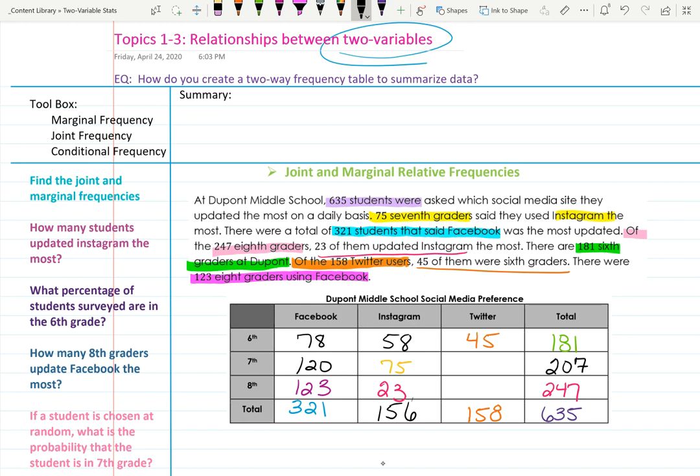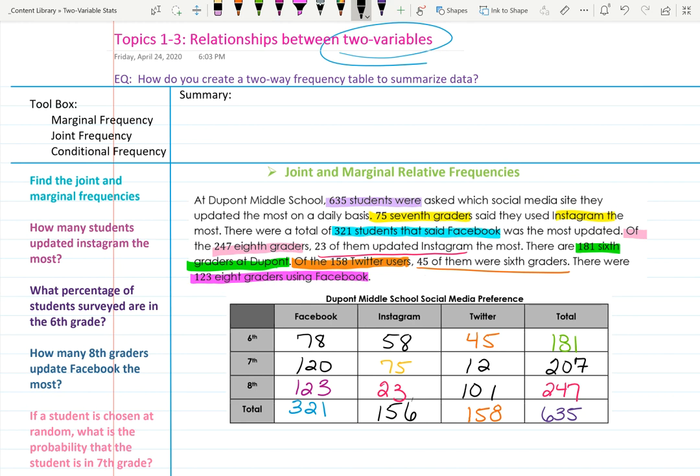Now I'm looking at my row of 7th graders. Again, we have a total of 207 7th graders that were surveyed. So take out the Facebook and Insta, and only 12 of them use Twitter. And same thing for 8th. So of my 247 8th graders, take out Insta and Facebook. I'm left with 101.